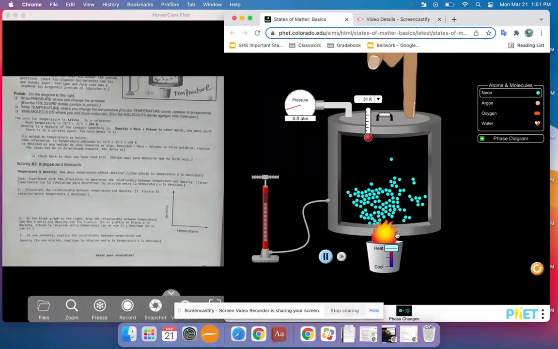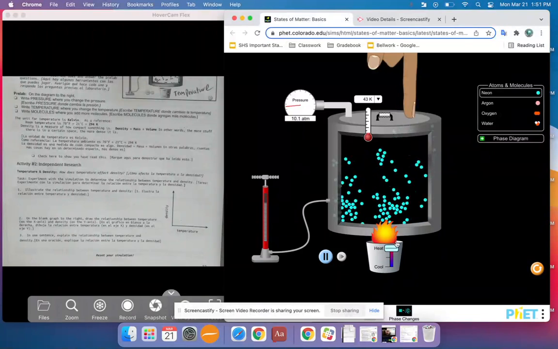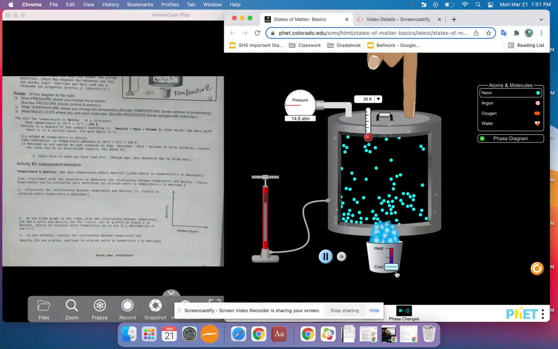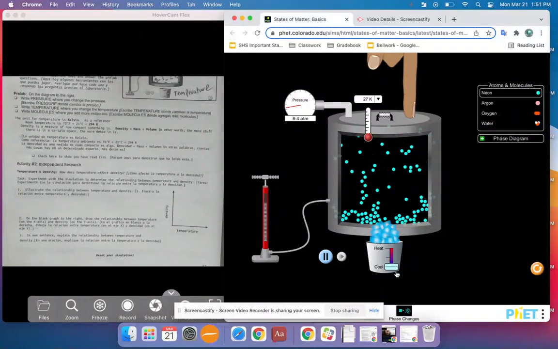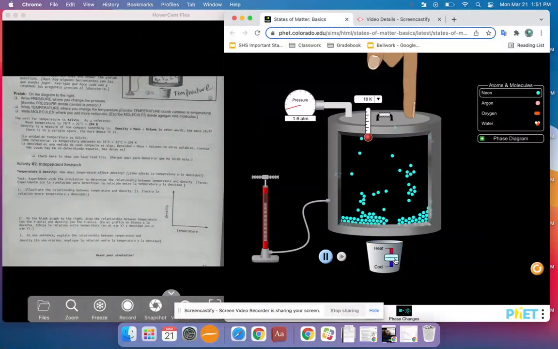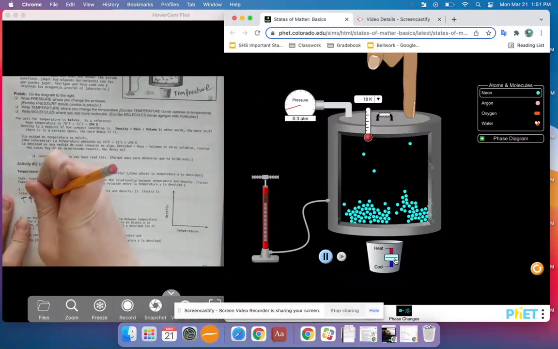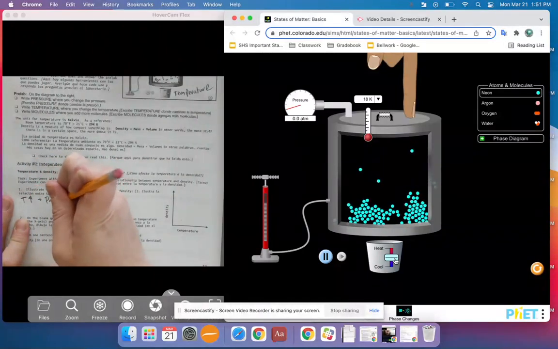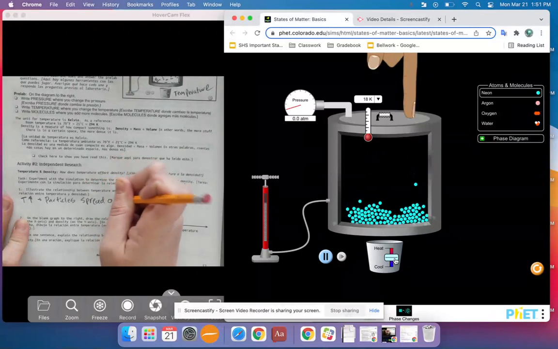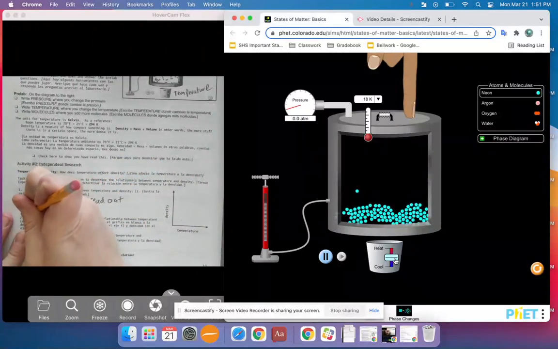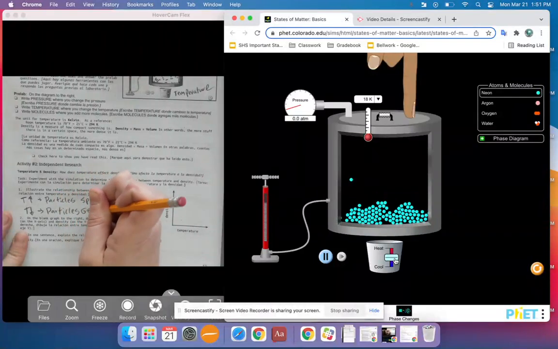As I heat it up, my particles are moving further apart from each other. And as they cool down, they are getting closer together. So I'll hold it on cold for a minute so we can see them getting closer together. I'm going to record that here in my packet. As the temperature goes up, the particles spread out. And as the temperature goes down, the particles get closer.